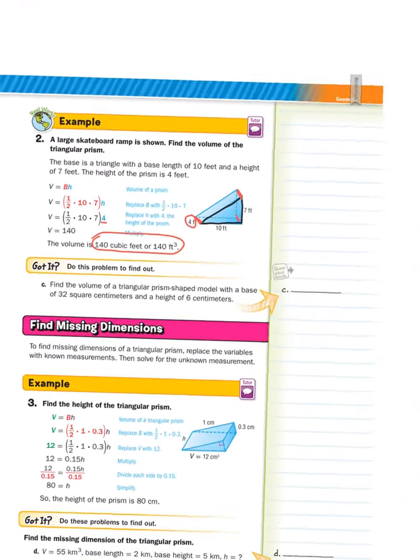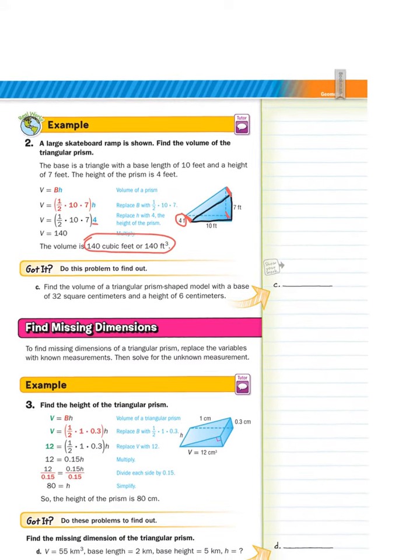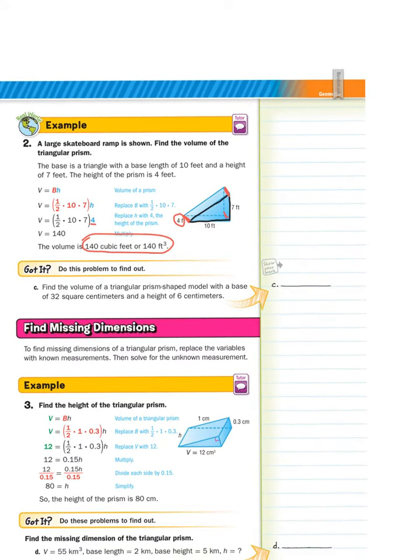this seems tricky, but it's not. So I'm going to set you up here. We'll read it, and I'm going to explain something to you. It says, find the volume of a triangular prism-shaped model with a base of 32 square centimeters and a height of 6 centimeters. Okay, so everyone starts to panic because there's only 2 numbers in here, and you know from the one above, we needed this number, we needed this number, we needed this number. It doesn't seem like you have enough information, but I want to explain this to you.